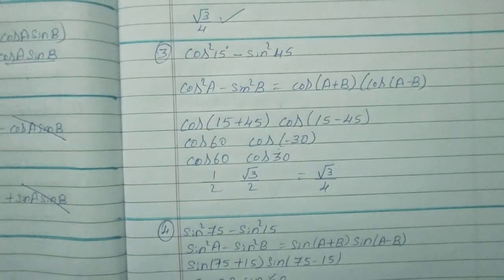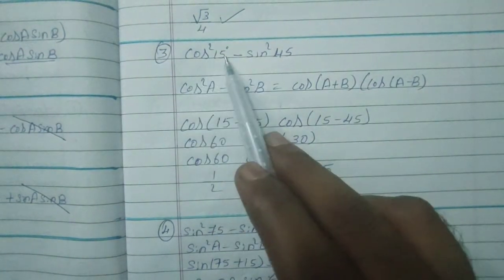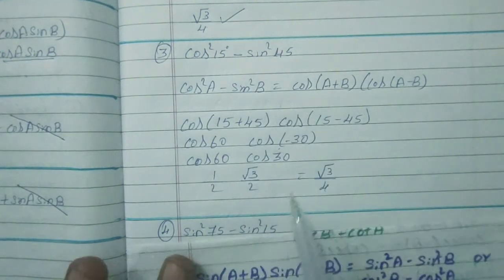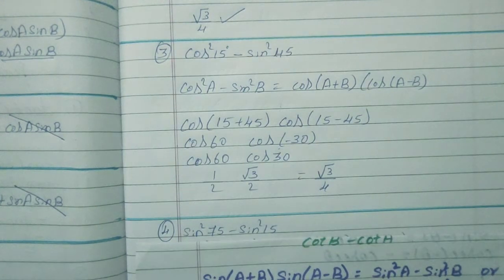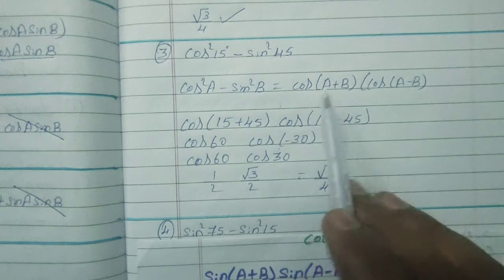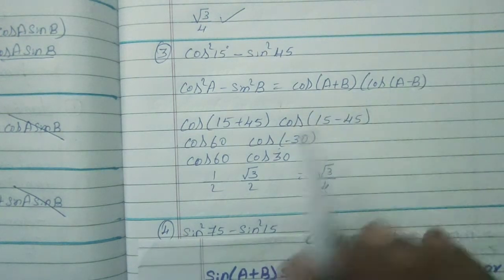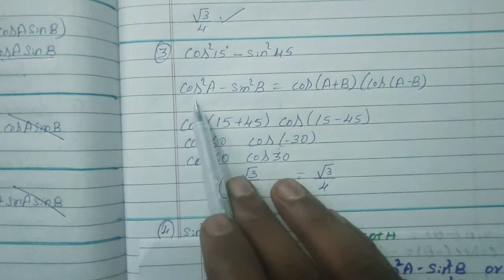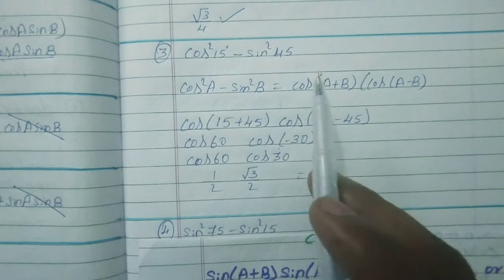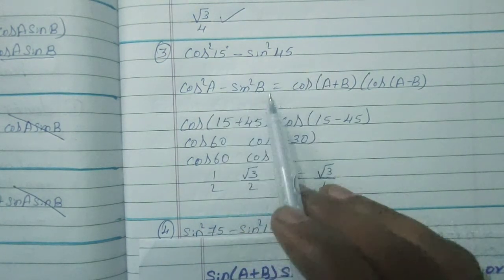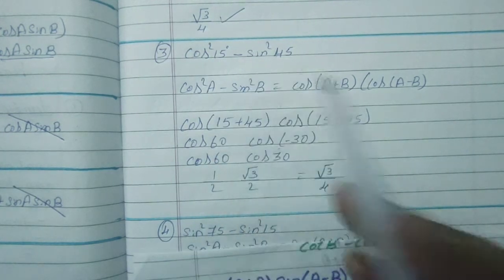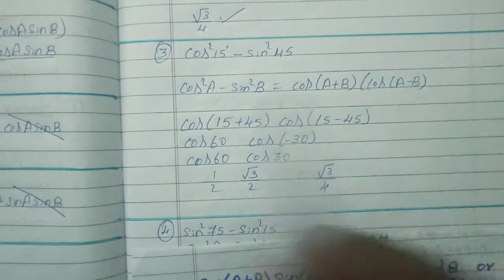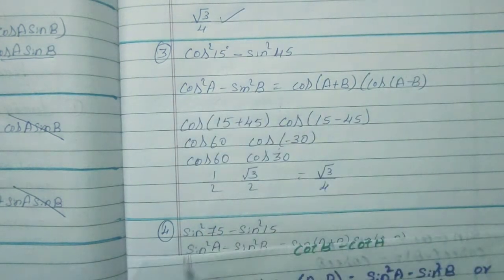Next question. Cos square 15 degree minus sin square 45 degree. So here b is greater, a is smaller. Cos and sin. We know the cos(a plus b) into cos(a minus b) formula. Like the previous question, cos square a minus sin square b, that same formula we can apply, because the cos(a plus b) cos(a minus b) formula is also cos square a minus sin square b.